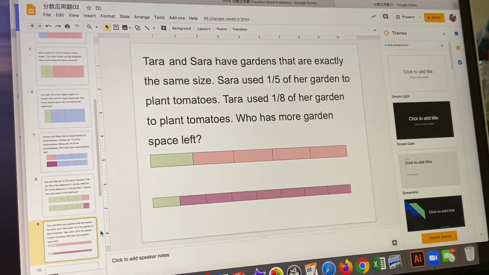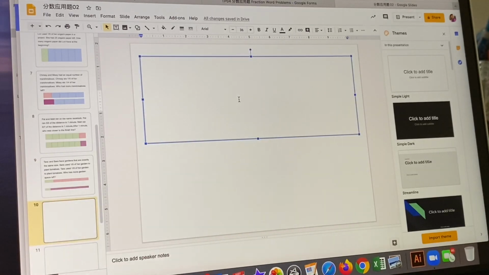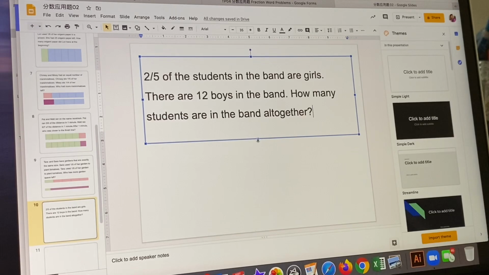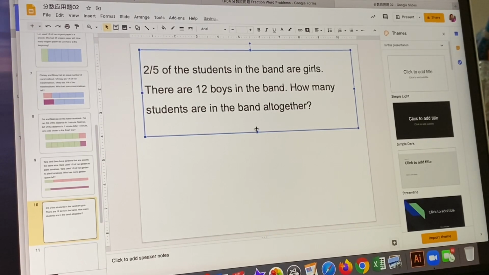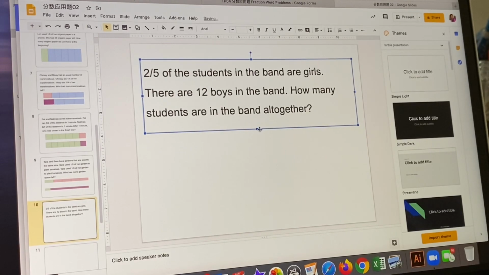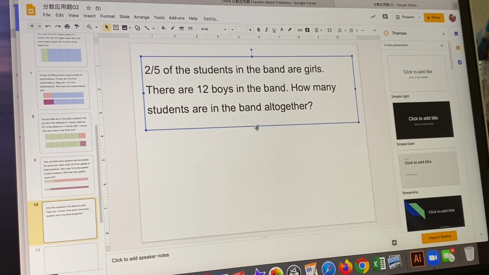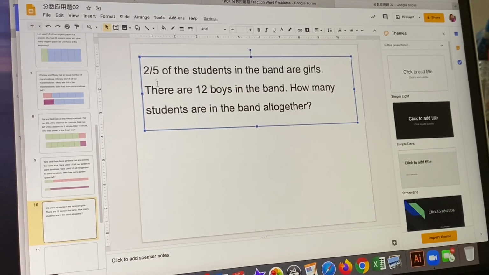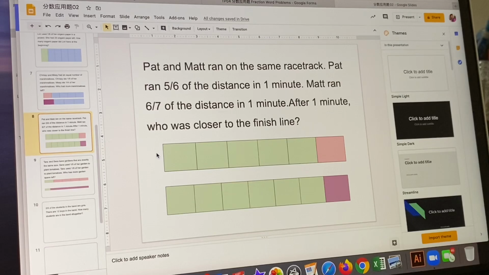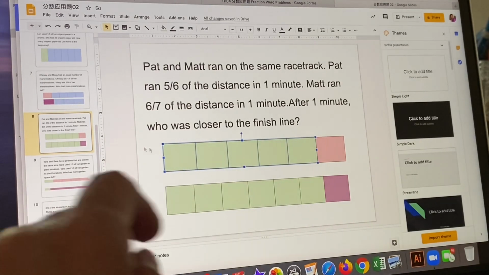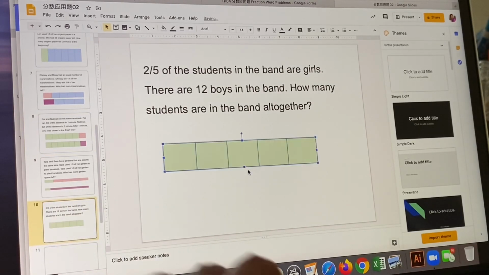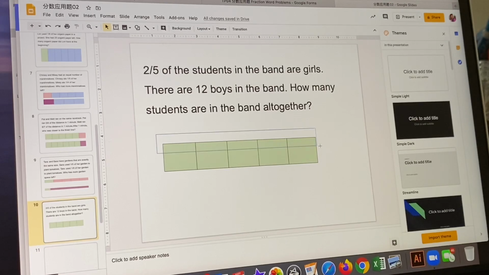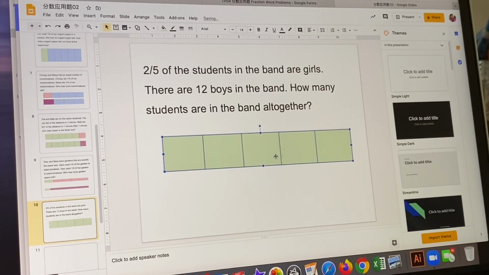2/5 of the students in the band are girls. Why do I always have to do this? I start to feel bored of this. Okay, we draw a line, 2/5. So we draw a line with 5 sections. 1, 2, 3, 4, 5. That is good. With 5 sections right in the middle.